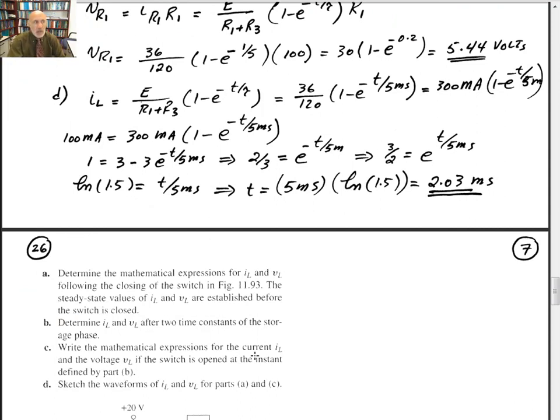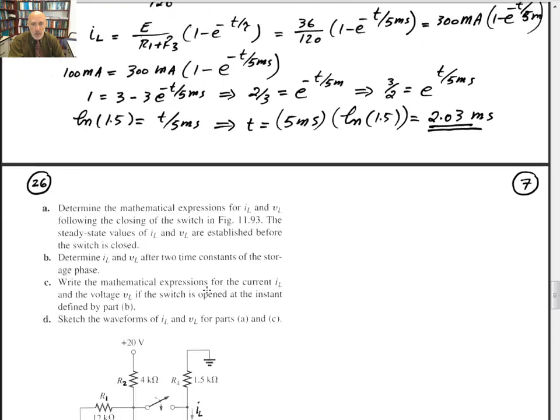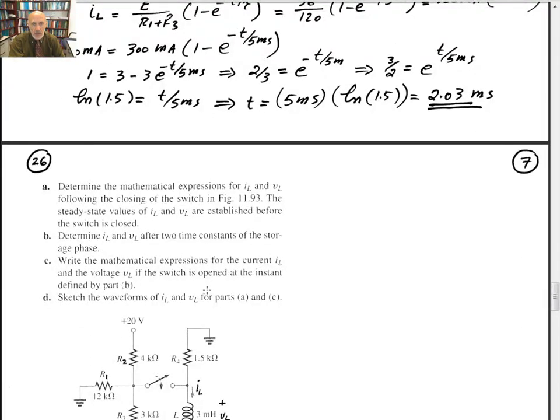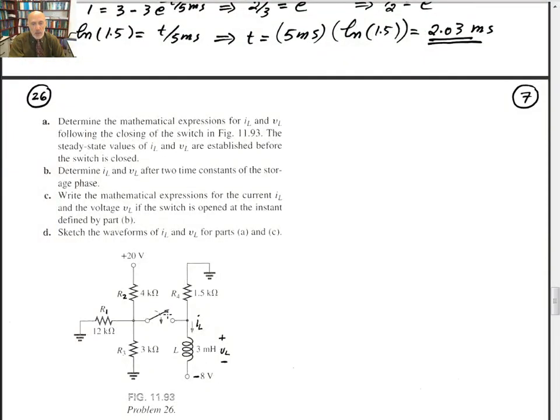Number 26 says determine the mathematical expression for the current I of L and V of L for the figure shown in 93. The steady state value of I of L is established before the switch is closed. So the circuit has been sitting like that for a long time before the switch is closed, so everything is open.